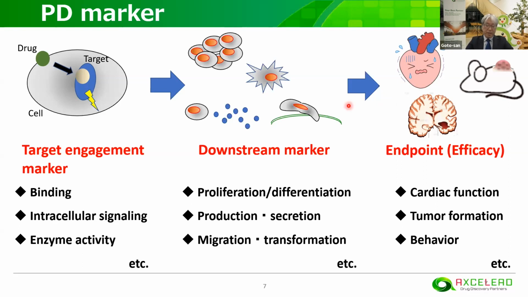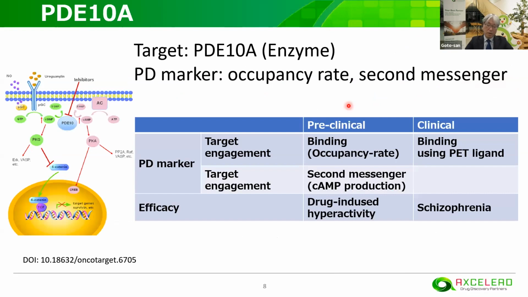Next, I will explain by introducing actual examples. In the first case, I will introduce PDE10A. PDE10A is known as a target for the treatment of schizophrenia, which is a CNS disease. This is an enzyme that degrades intracellular cyclic nucleotides, cyclic AMP and cyclic GMP, and is localized in the brain.